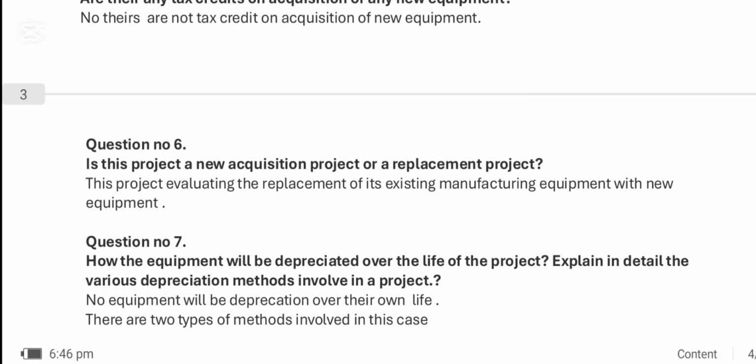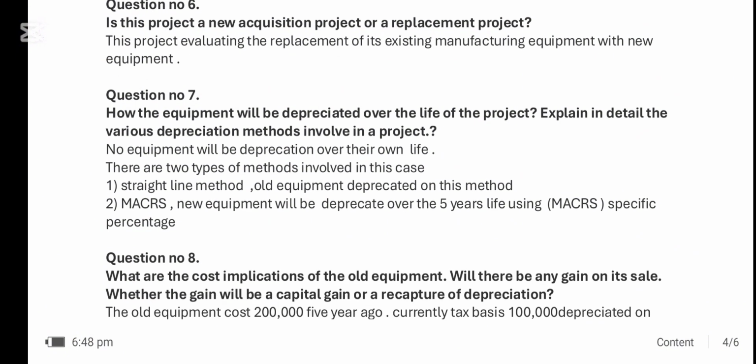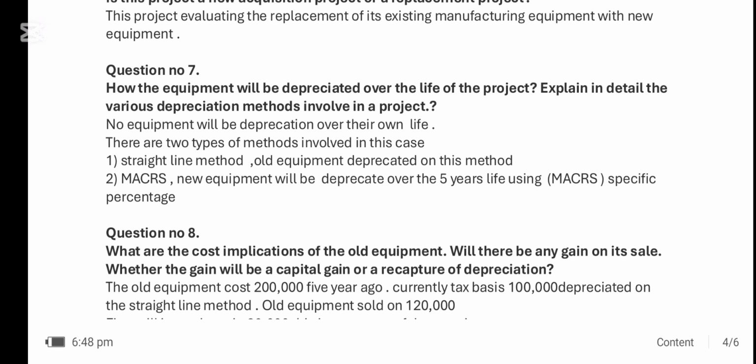Question number six is: is this project a new acquisition project or a replacement project? This project is evaluating the replacement of its existing manufacturing equipment with the new equipment. The question number seven is: how will the equipment be depreciated over the life of the project? Explain in detail. The equipment will be depreciated over its own life, not the project life. There are two types of methods involved in this case: the straight line method and the MACRS method.